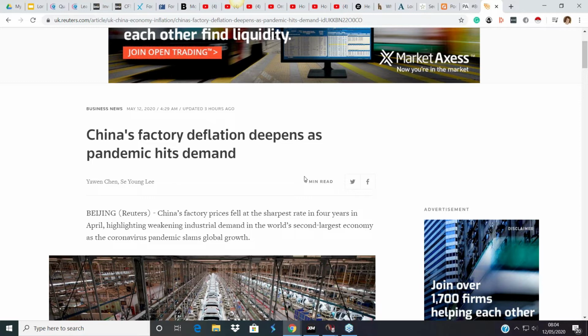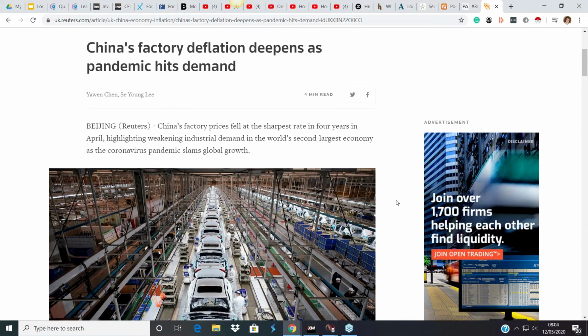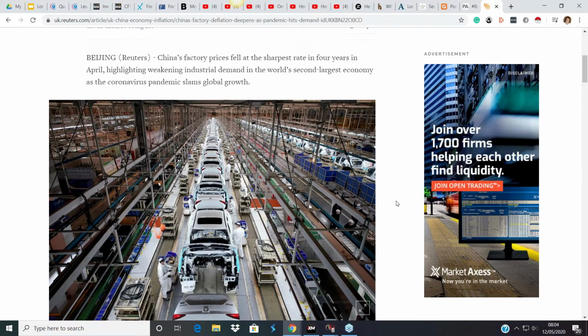And the headline at Reuters says that China's factory deflation, in other words, prices are going down, deepens as the pandemic hits demand. If you think about it, if you're trying to sell something and you're having to reduce your prices all the time, it tells you that no one's really interested in your products, which is not really good news for the global economy, given the hit that it has taken from the pandemic.